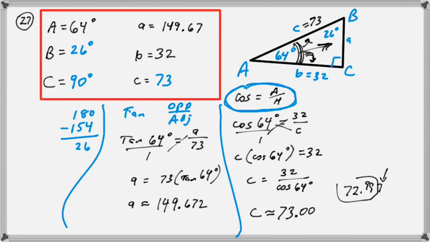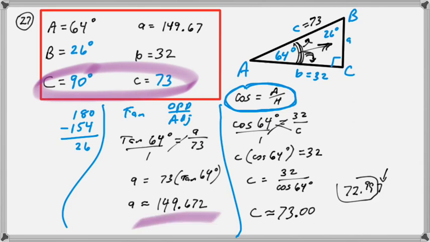No. Here's where the problem lies. See what I'm saying? Look right here, guys. The biggest angle is 90. Is the biggest side 73? According to this, the biggest side's 149 something. So that's not right. This is wrong. Sometimes you have to use a different approach, and you'll see what I mean momentarily.